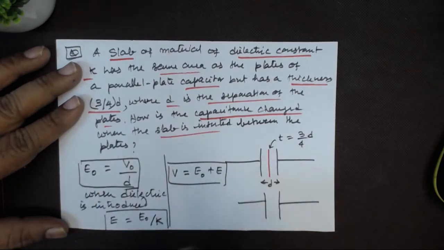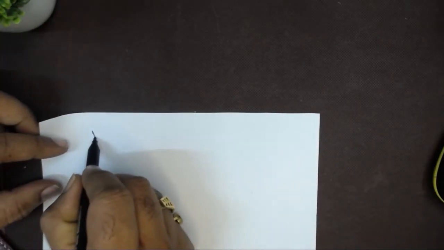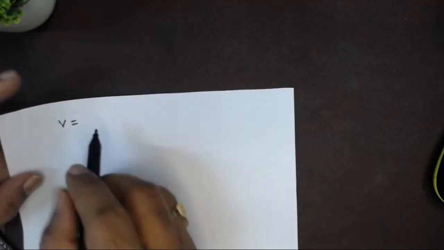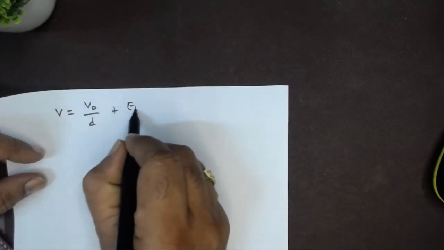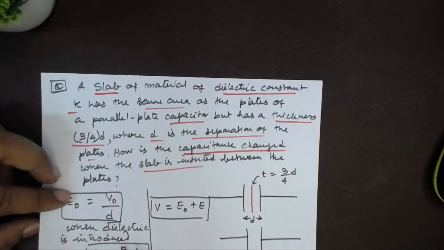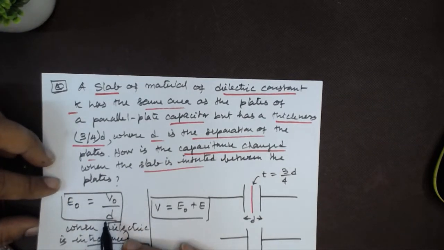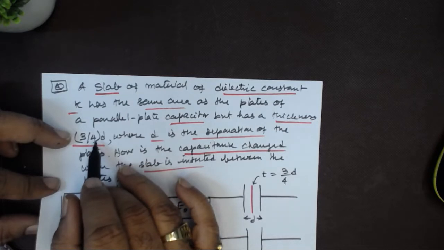So let us substitute these two values here. Therefore, V is equal to V naught by D plus E naught by K, is it not? So E naught by K. Now it is clearly indicated the distance is, in this case, D, and because of the introduction, what has happened, it becomes 1/4, because 3/4 is the thickness, means the remaining is 1/4 only. Am I right? Okay. So it has 1/4.